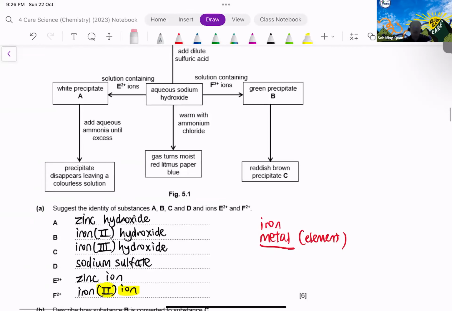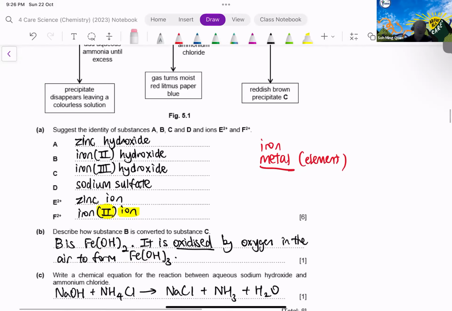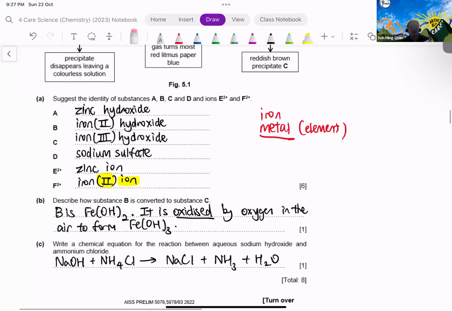So I believe this question is relatively straightforward. I think most of you will be able to quickly work out, okay, what the unknowns are. And I think you can also quickly work out that B is oxidized because B is iron 2 hydroxide. Therefore, it's oxidized by oxygen in the air to form iron 3 hydroxide. And finally, the chemical equation for sodium hydroxide and ammonium chloride should be fairly straightforward. Now, for this question, you are not asked to write the state symbols. Okay, you are not asked to write the state symbols for part C, so don't need to write. However, if you really wanted to write, it's also not difficult, I think.